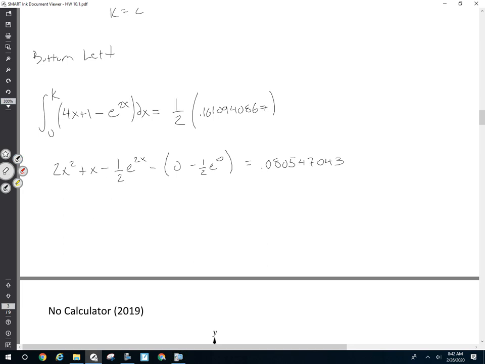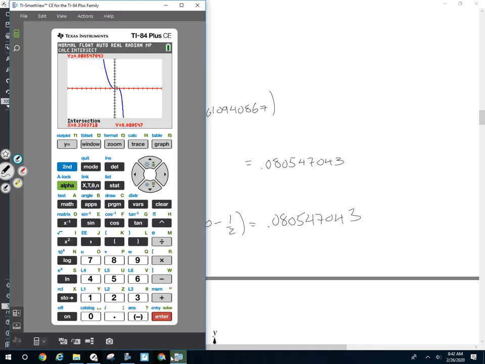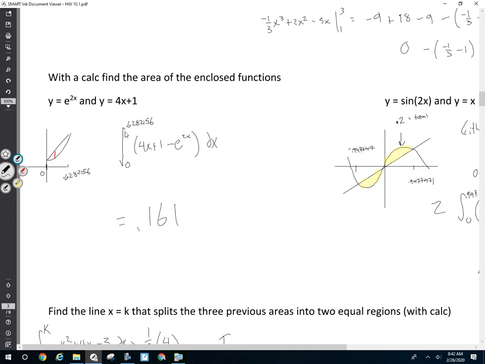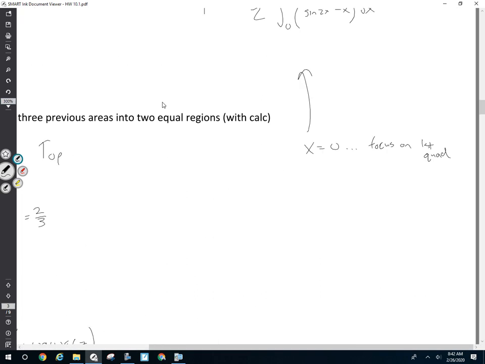I forgot. I'm sorry if I screwed you up here. This is going to be from 0 to k, and then you have 2k squared plus k minus 1/2 e to the 2k, then minus 0 plus 0 minus 1/2. And that gives me 0.330. So that's what k is equal to. Okay, so that's close to being halfway from 0 to 0.628.